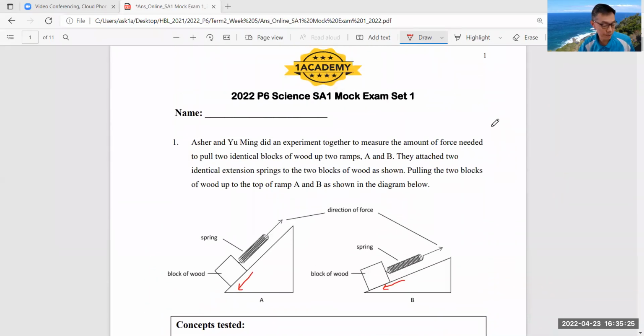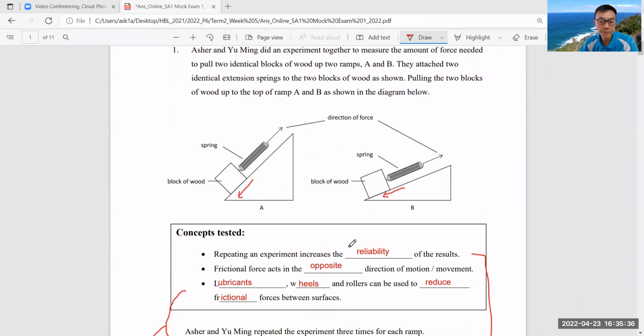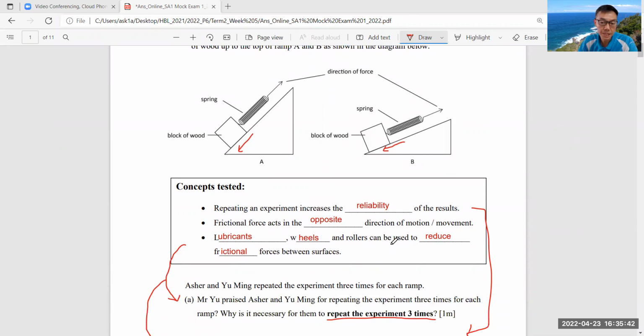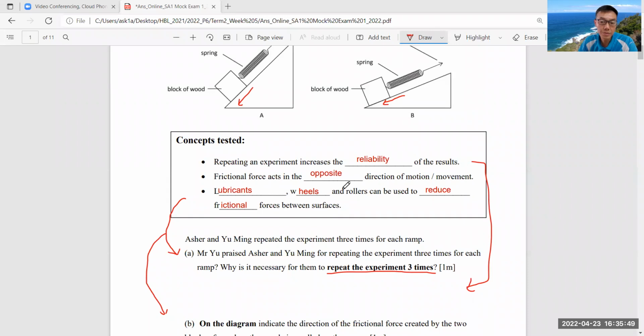Okay, I'm going through the question on this number 1 for the SA1 mock exam set 1. So the concepts tested are as follows. Repeating an experiment increases the reliability of the result, and frictional force acts in the opposite direction of motion and movement. Lubricants, wheels, and rollers can be used to reduce frictional forces between surfaces.